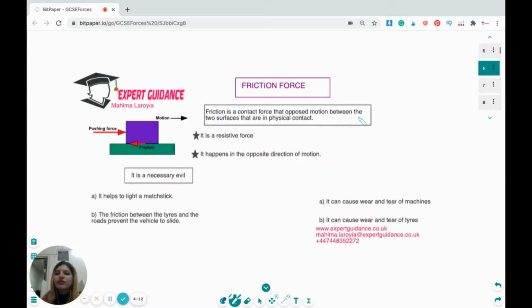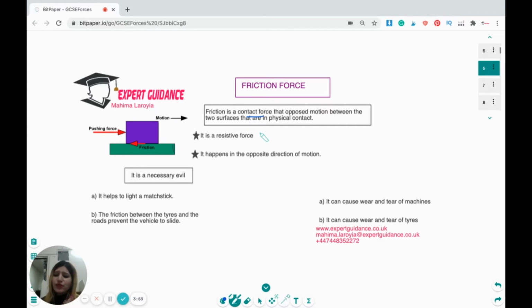Now let's move on to friction force. Now what is friction? Friction is a contact force we just discussed, and that opposes the motion between the two surfaces that are in physical contact. So friction always acts in the opposite direction of motion, and it is a resistive force.